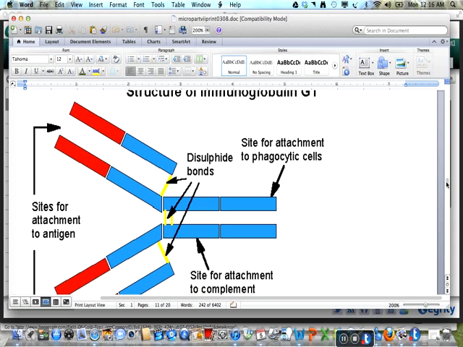The variable region is made from the arms of the heavy chain and light chain. The amino acid sequence of these varies from B cell to B cell, but will be the same for any given B cell. The 2 variable regions form the antigen binding site, known as the Fab, or fragment antigen binding. The Fab is complementary to the antigenic determinants. So here we've got the variable region in there.